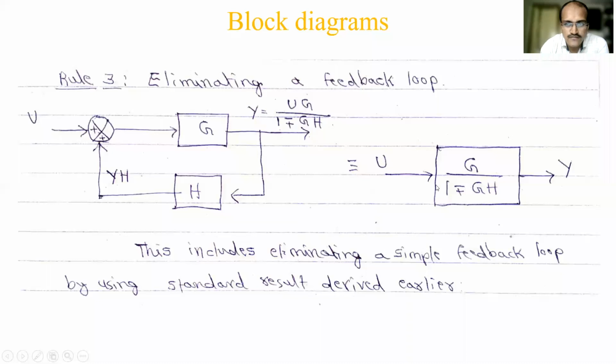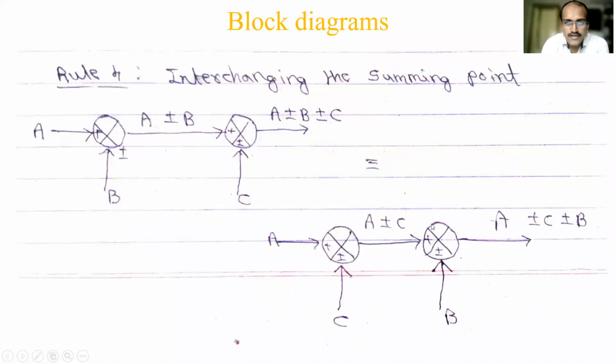The next rule, the fourth rule, is interchanging the summing points. Now a little bit interesting and new things start to come. If you have two summing points, at the first summing point you have A and B signals, so they will be added or subtracted, A plus or minus B. Then next you have another summing point where a new signal C is added or subtracted, so the output is A plus or minus B plus or minus C.